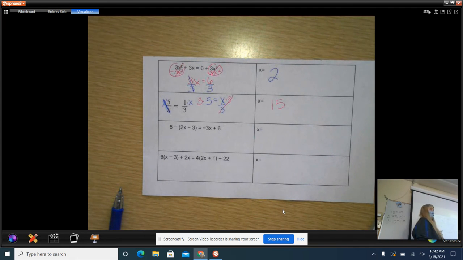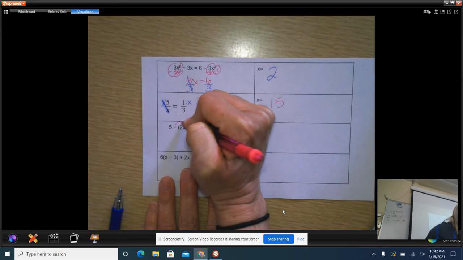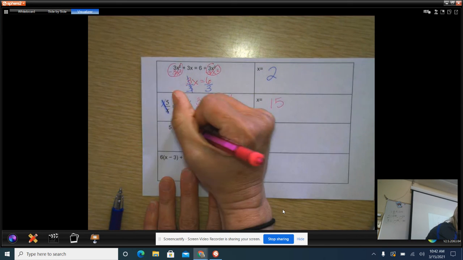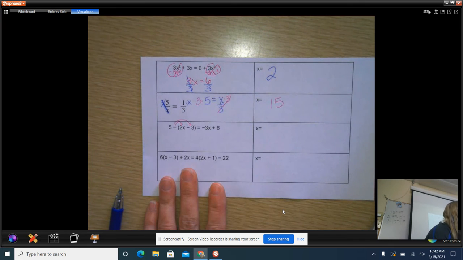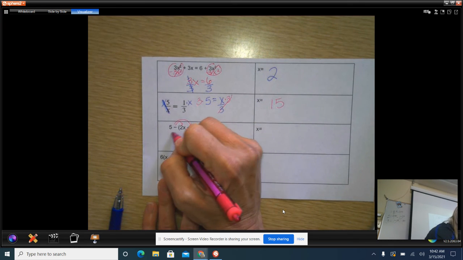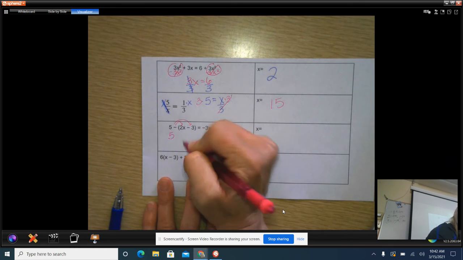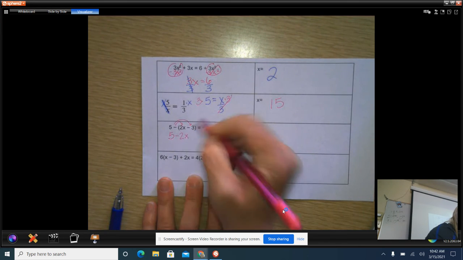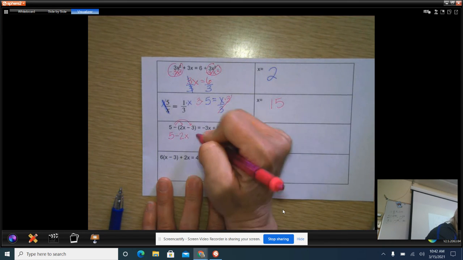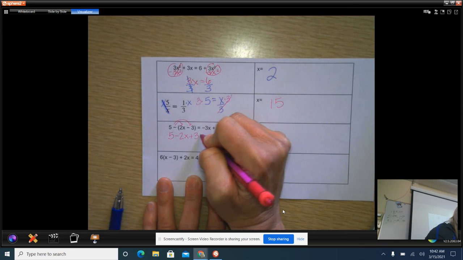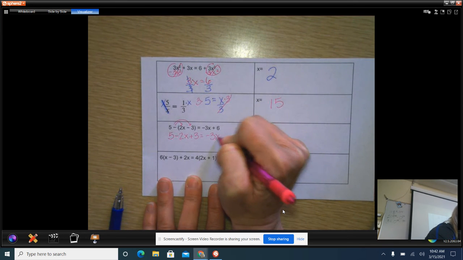Now, whenever we have a number or a sign outside a set of parentheses, we need to use the distributive property to go ahead and multiply that to each and every term on the inside of that set of parentheses. So I have a negative times 2x, and I have a negative times negative 3. So that gives me 5. A negative times 2x is negative 2x. And a negative times negative 3 is positive 3. And that's equal to negative 3x plus 6.